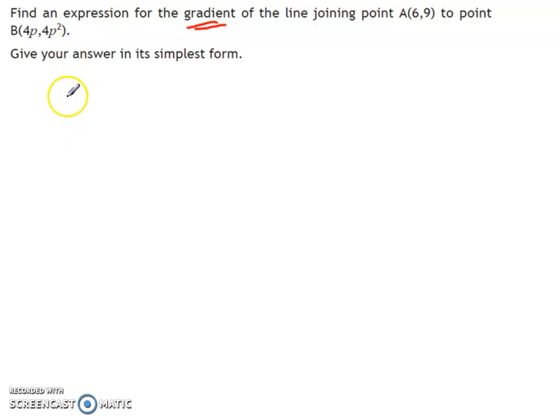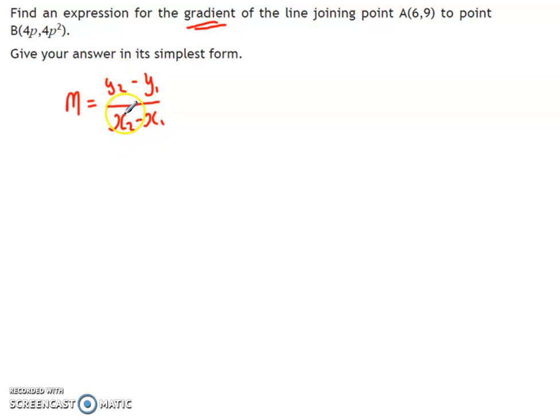Now what we have to do is remember the formula for the gradient. That's got to be our first port of call. So if we remember that m equals y2 minus y1 over x2 minus x1, that is the formula for the gradient of any straight line, where x1, y1 is one point, x2, y2 is another point on the line itself.